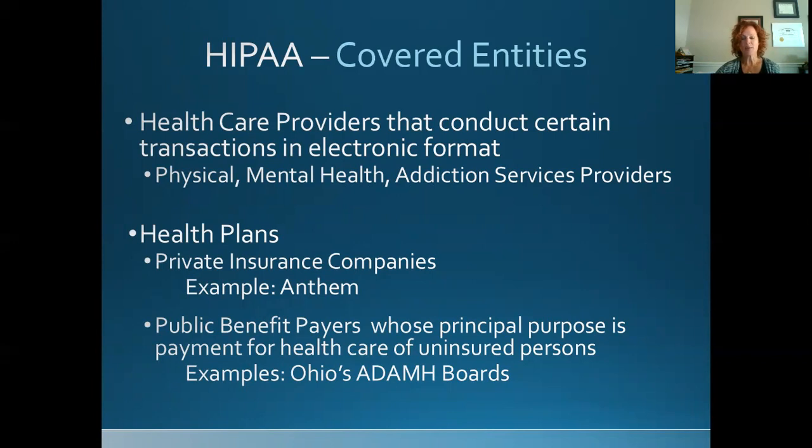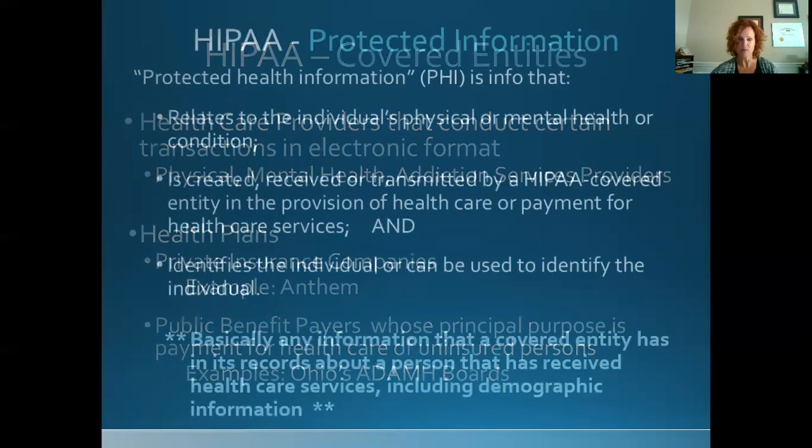And then the other type of HIPAA covered entity is a health plan, and that can be a private insurance company such as Anthem or United Healthcare. And it could also be a public benefit payer if that public benefit payer's principal purpose is payment for the health care of uninsured persons. So an example of that in Ohio would be Ohio's ADAM boards as payer of behavioral health services.